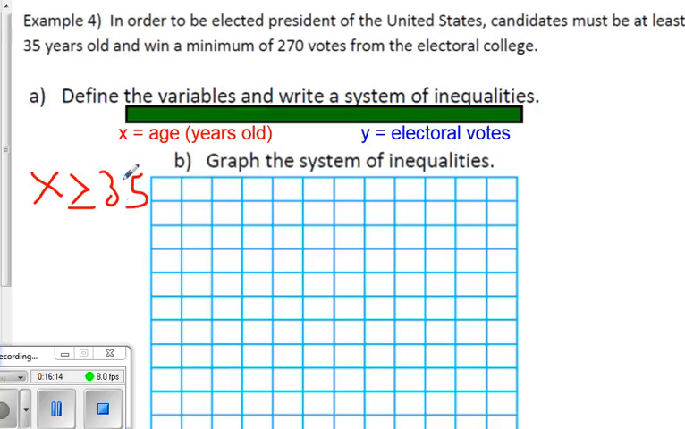You can be exactly 35, so equal to, or anything bigger than 35. That's the only way that you are eligible to be the president. So that's one of our inequalities.